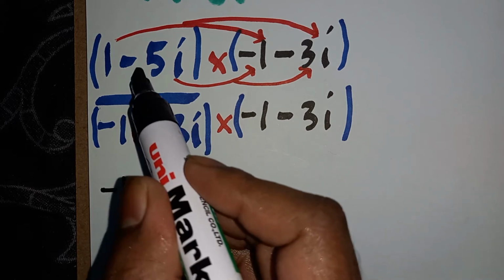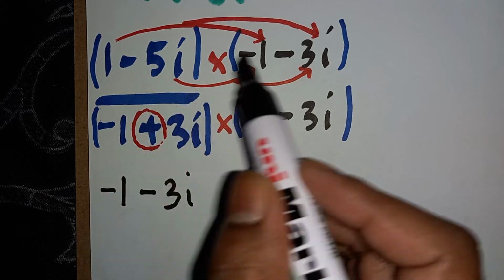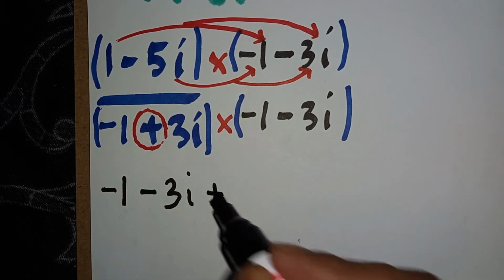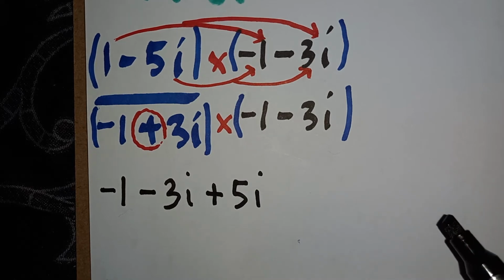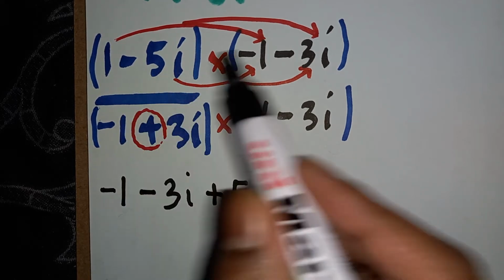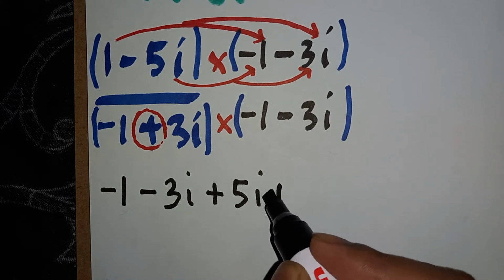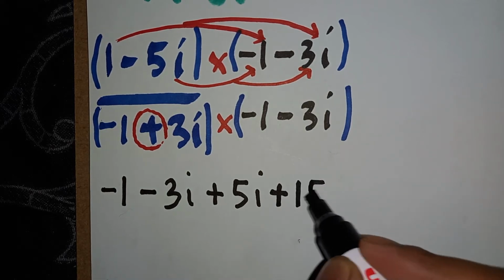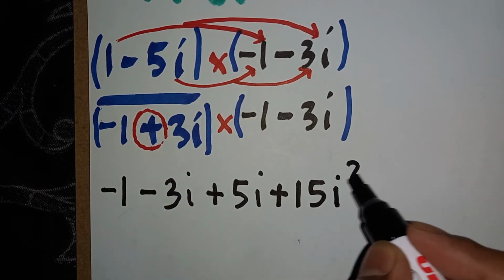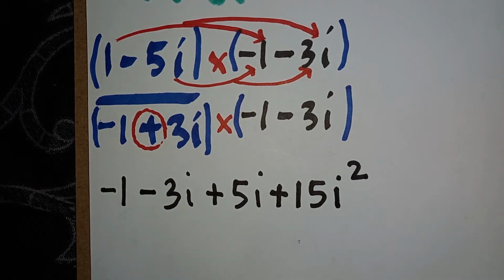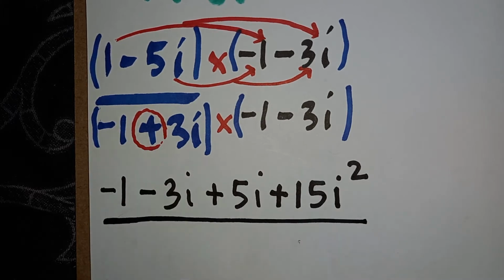Then you have negative 5i times negative 1. So negative times negative will give me positive 5i. And then negative 5i times negative 3i will give me positive 15, and this i times i will give me i squared. Okay, now we are going to move on to the denominator part.